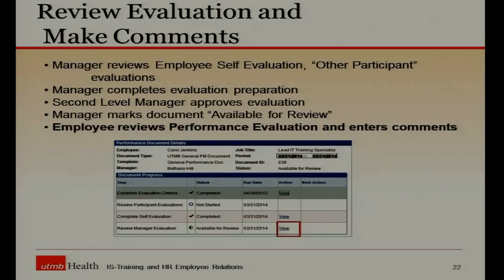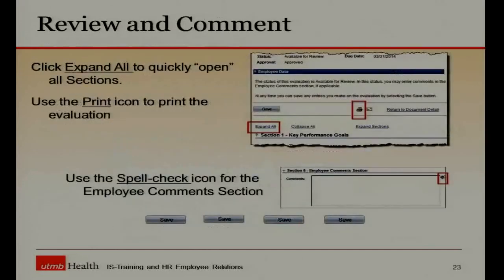Once I go in and click on that, again, I'm going to review all of the items using my Expand All to make sure that I do not miss anything. I can provide more comments, and I need to remember to save those comments. Again, the spell check is there for your convenience. You can print this out, and so on. All of those same icons will remain available throughout the entire process.